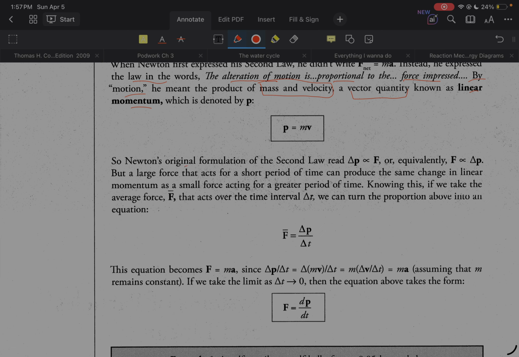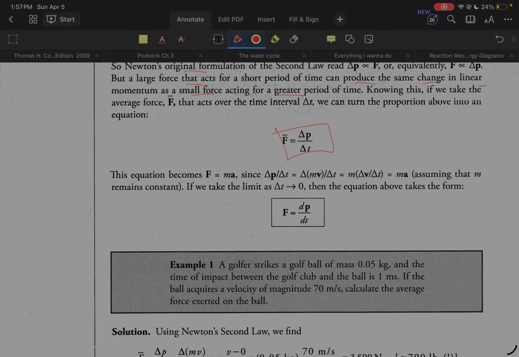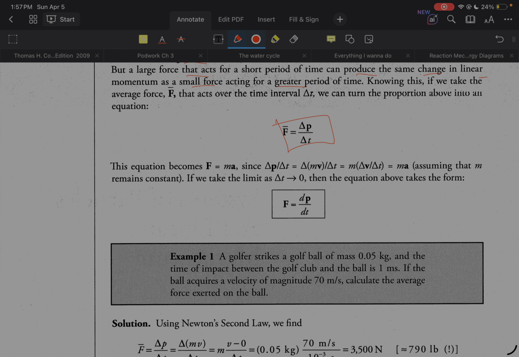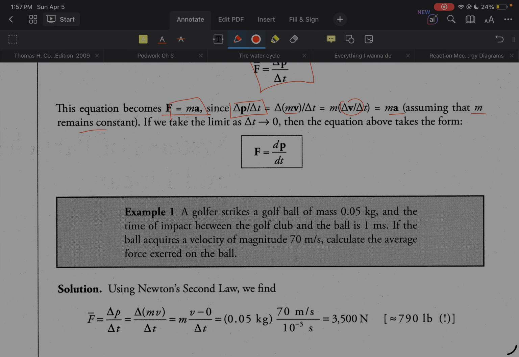So Newton's original formula reads this: the change in momentum is proportional to force. But a large force acting for a short period of time can produce the same change in linear momentum as a small force acting for a greater period of time. His equation thus can become F equals ma, since change of p over change of t is mass times velocity over time, which is ma, assuming that m remains constant, which we assume it will.